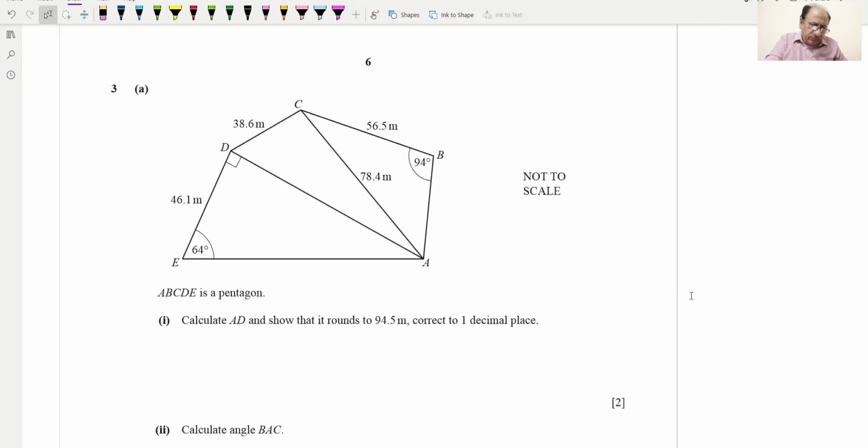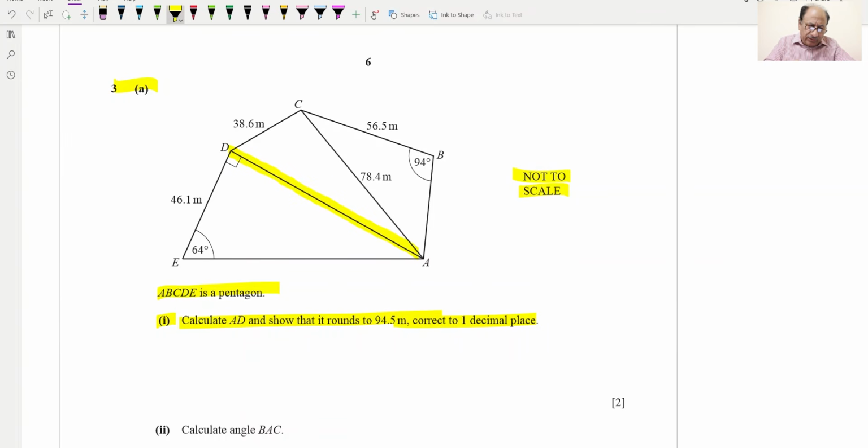The A part diagram provided is not to scale, and ABCD is a pentagon, and pentagon basically is this one having 5 sides. Calculate AD and show that it rounds to 94.5, correct to 1 decimal place. So AD is this length we are finding.